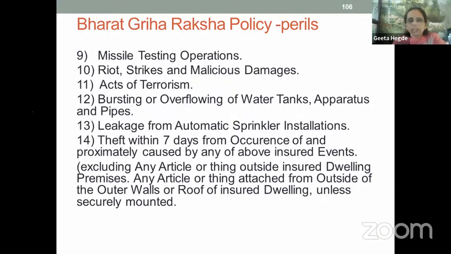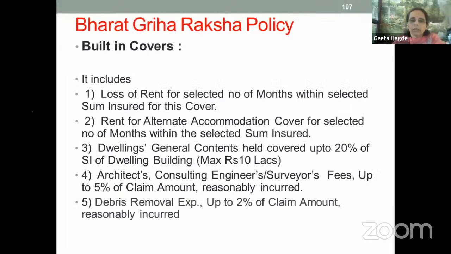All these covers are the same. We see the comparison. We have seen these perils already. The built-in covers are loss of rent for the number of months within the selected sum insured, and rent for alternate accommodation cover for the selected number of months within the selected sum insured. So loss of rent and rent for alternate accommodation have been given as built-in cover.